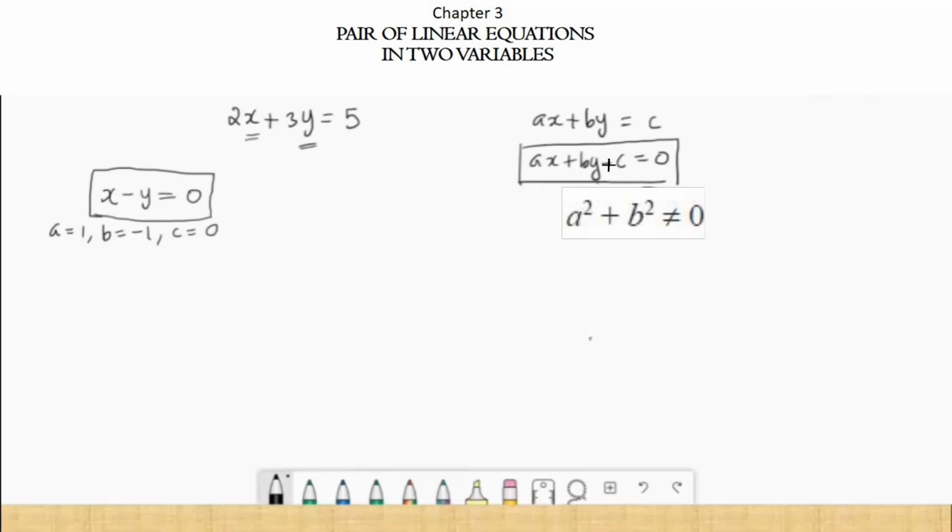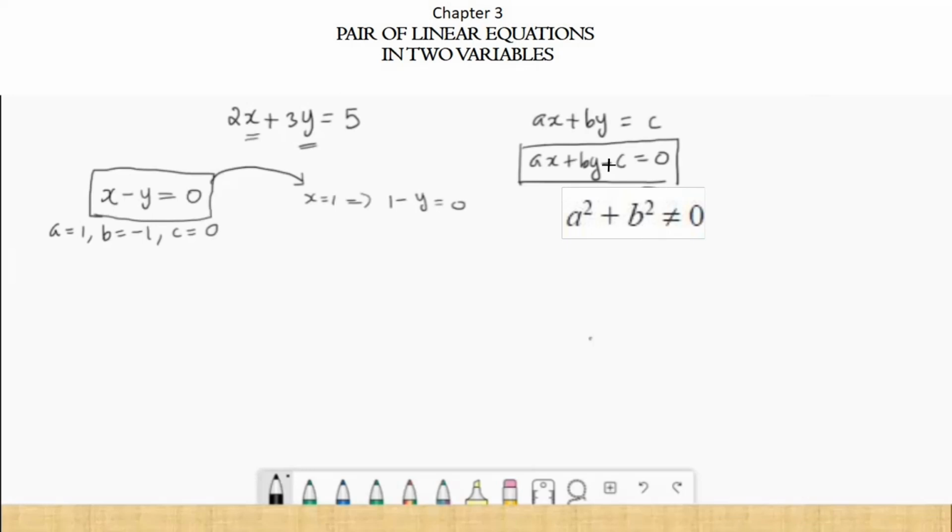Okay. So here you can see, if x is equal to 1, what will be the value of y? Y should be 1, right? Because when x is equal to 1, we substitute, and this will become 1 minus y is equal to 0.